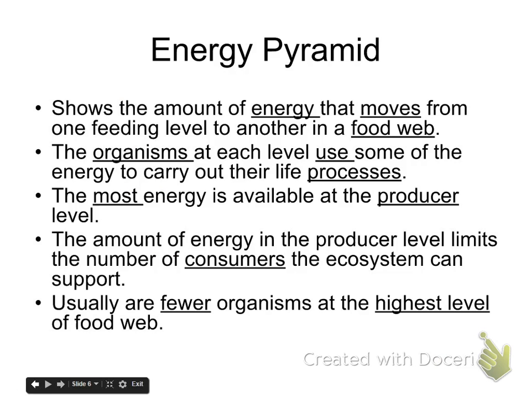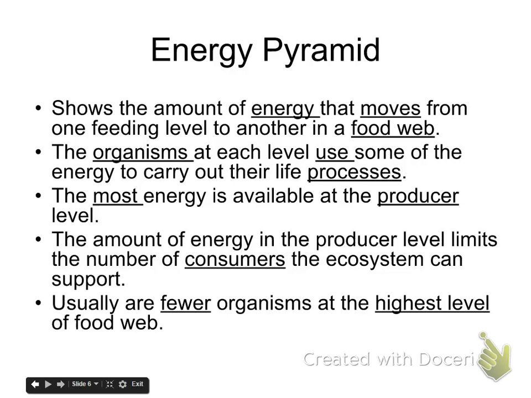So after reading that on page 50, this should help sum that up. In an energy pyramid, we're showing the amount of energy that moves from one feeding level to another in a food web. The organisms at each level use some of the energy to carry out their life processes. So you can remember, how much energy did we say is being used each time? As you go up the pyramid, how much is being used by each of the organisms? Sean? 90%, right? So that means there's 10% left over for the next level.